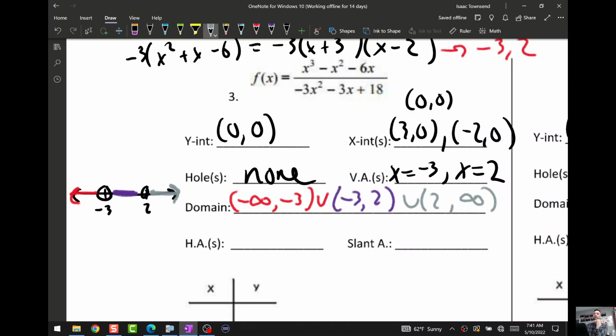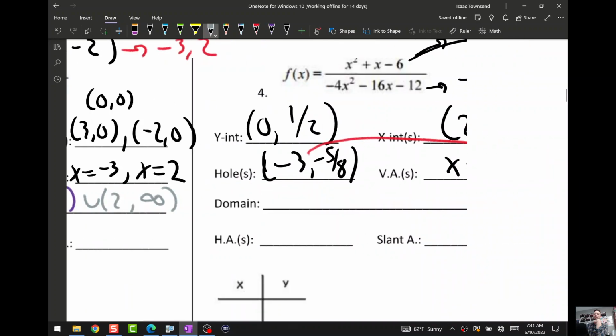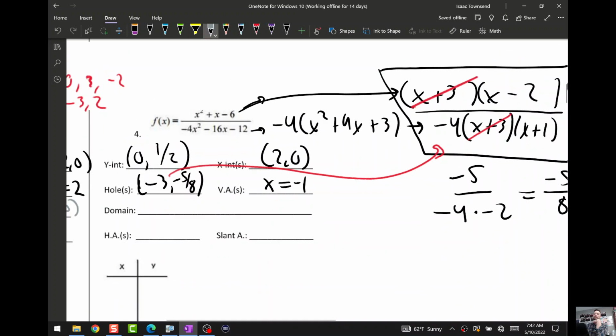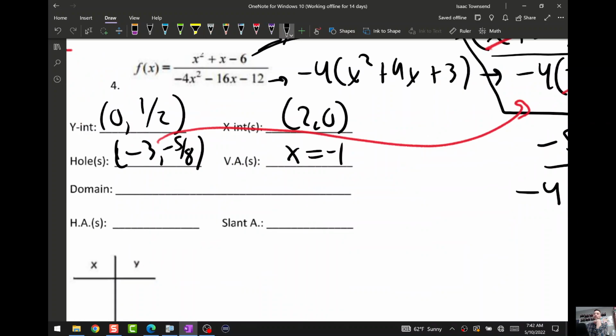So again, domain can care less what it looks like on the graph. It doesn't care if it's a hole or vertical asymptote, but division by 0 doesn't exist, so it has to be taken out. Okay, one more, and then I want you to try it, and then we can move on.